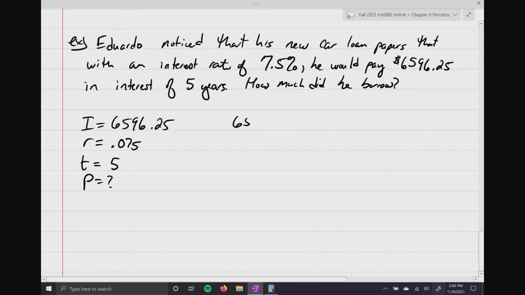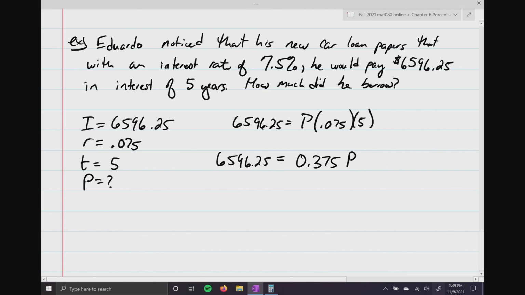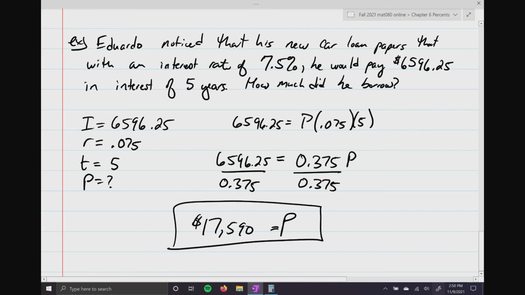So 6596.25 is going to equal P times 0.075 times 5. Now, if we just do the math real quick, 0.075 times 5 is going to give me 0.375 times P on the right-hand side. On the left-hand side, $6,596.25 stays the same. And then we just divide both sides by 0.375 to give P equals $6,596.25 divided by 0.375, which is $17,590. So that is the original amount borrowed.